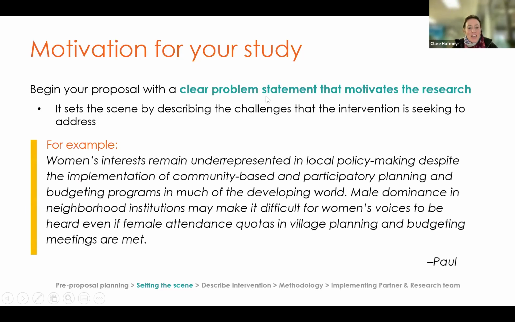There we go. So Eitan begins a proposal for a pilot. This pilot was titled Women's Empowerment and Local Governance in Indonesia, with the following. Women's interests remain underrepresented in local policy making, despite the implementation of community-based and participatory planning and budgeting programs in much of the developing world. Male dominance in neighborhood institutions may make it difficult for women's voices to be heard, even if female attendance quotas in village planning and budgeting meetings are met. So I think this is a great example. It really makes it clear what the problem is in this particular context and the consequences of that problem.